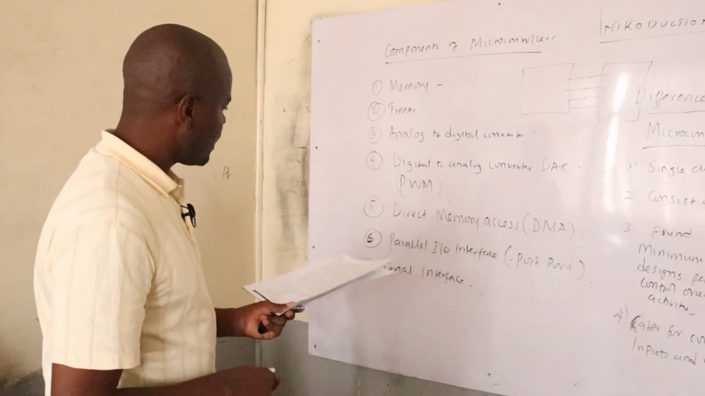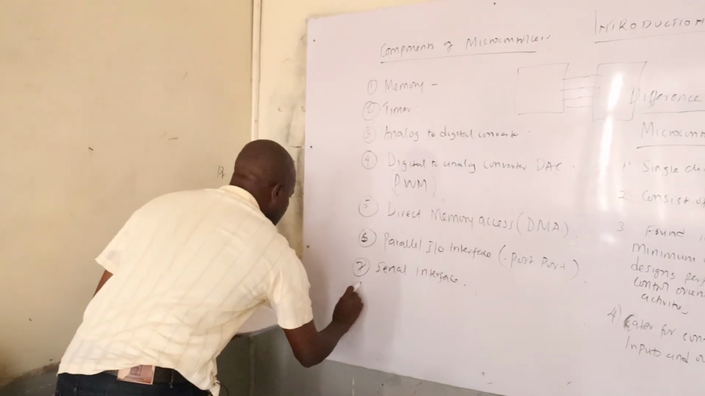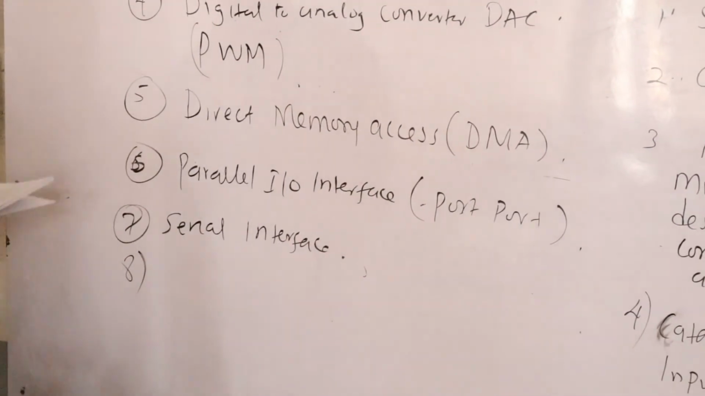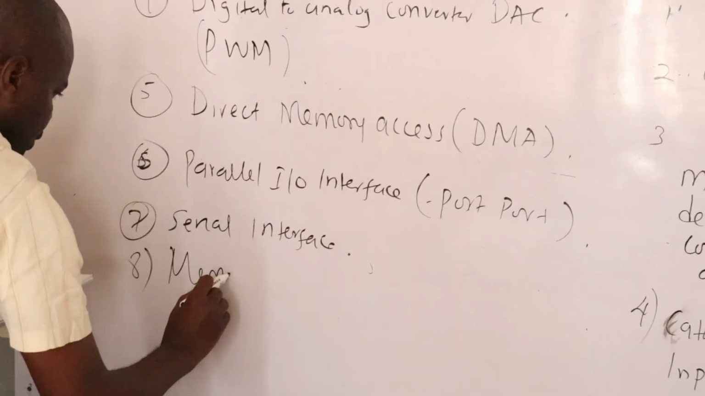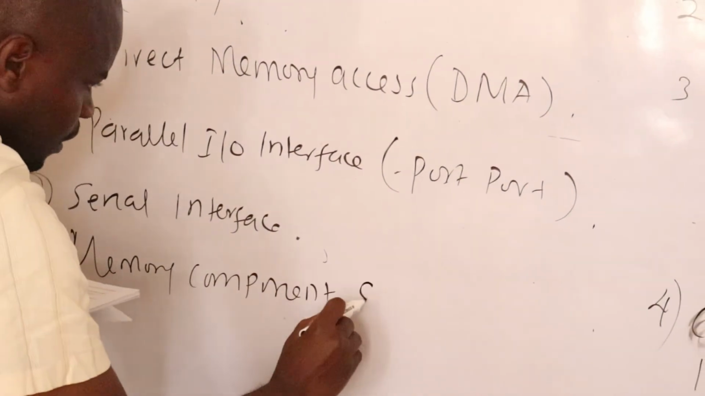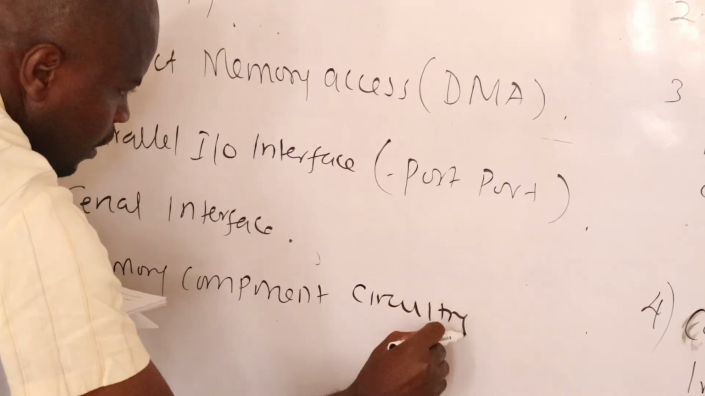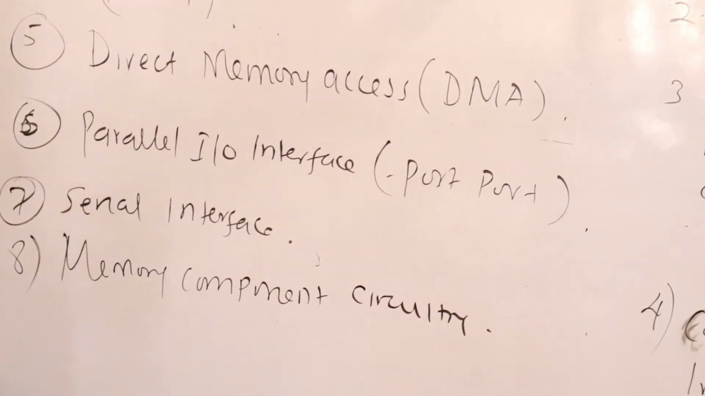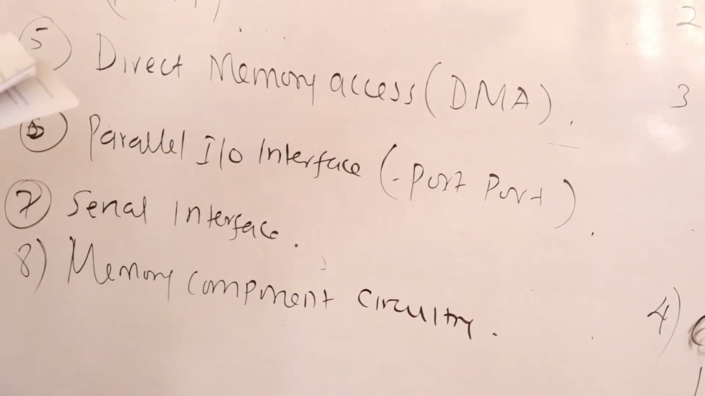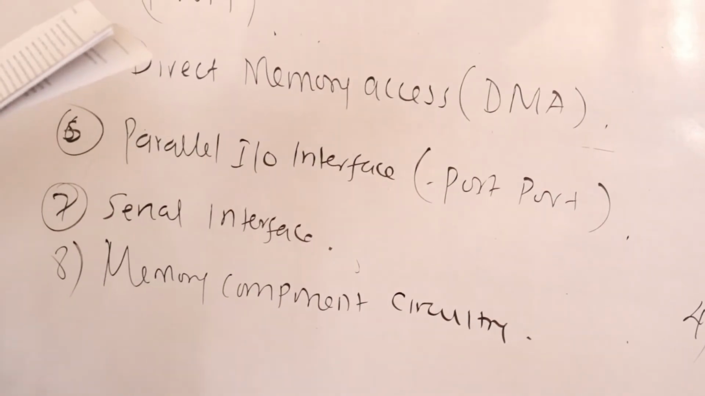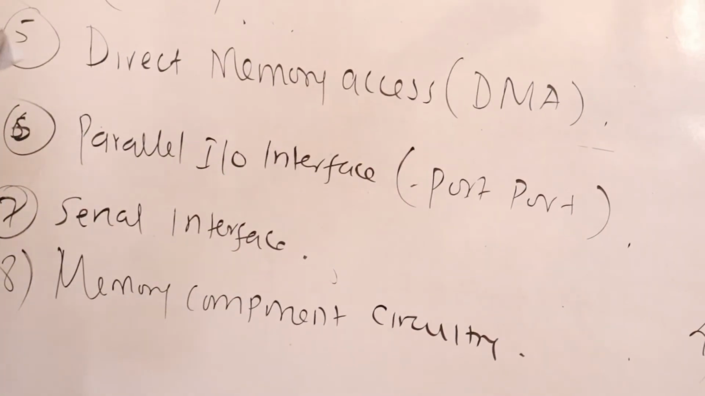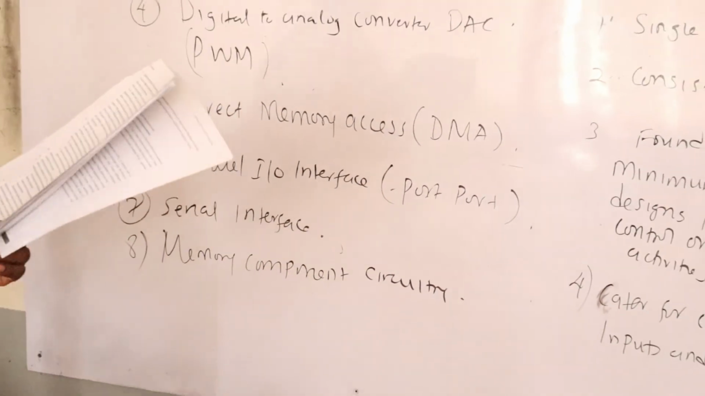Another component that we may also talk about is the memory component circuitry. When you talk of the memory component circuitry, the main work is to generate appropriate control signals to be used by the memory chips. So it is supposed to interface.